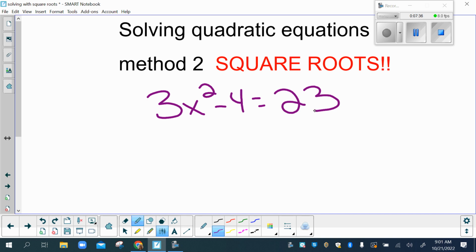Here's a Mrs. Tarantino way to think about it. I need to get that bomber all by himself, right? He's got collateral damage around him. I need to get rid of people. So the first thing I'm going to do, I'm going to move that 4 first, right? Get out of the way, 4. Get to the other side. Then I'm going to divide by 3. I want just the x squared all by himself, right?